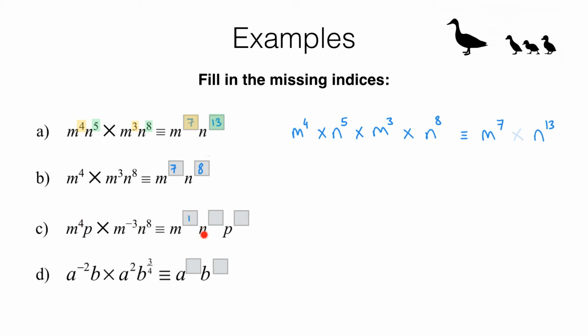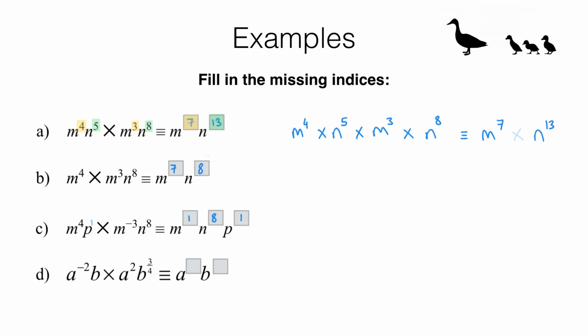Looking at the n's, we're multiplying by an n to the power of 8. So it's just n to the power of 8 in here. And then looking at the p's, we're just multiplying by a p here. And there is an invisible 1 right here. So we've got p to the power of 1. So for the purpose of this question, we have answered it. We've filled in the missing indices.